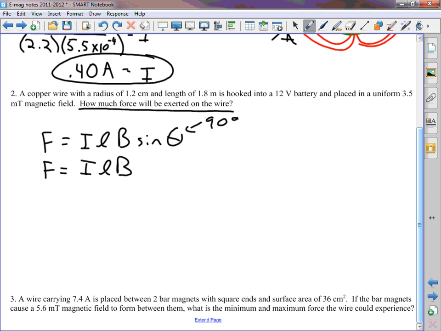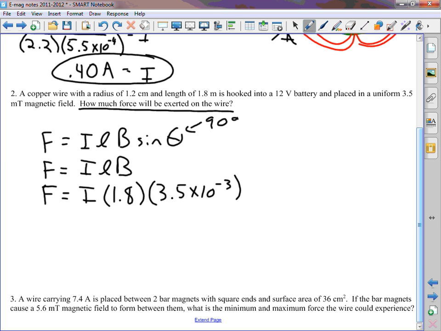Plug in everything we know. I'm looking for the force. I don't know the current, so I've got to leave that unknown. I do know the length of the wire, 1.8 meters, and I do know the magnetic field strength. It's 3.5 millitesla. That's 3.5 times 10 to the negative third Tesla. Well, to figure out the force, I first have to figure out the current.